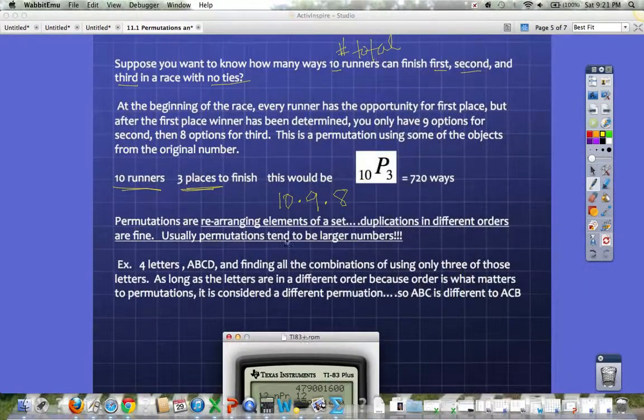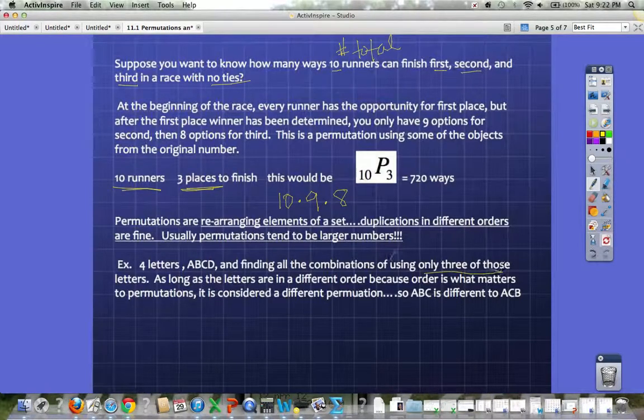Alright, so permutations are basically rearranging elements of a set. Duplications in different orders are fine. Usually permutations tend to be very large numbers. If you were working with letters, like in my next example, we want 4 letters, A, B, C, and D, and we want to find all the combinations using only 3 of those letters. As long as the letters are in a different order, because order is what matters with permutations, it's considered a different permutation.